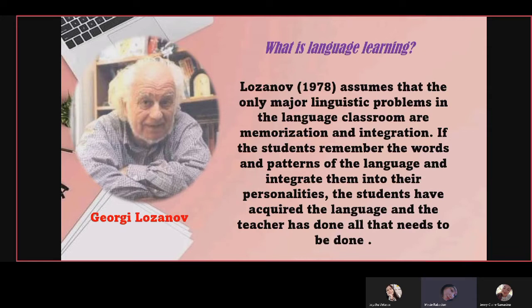Suggestopedia, a portmanteau of suggestion and pedagogy. Pedagogy means the method and practice of teaching as an academic subject. So, Suggestopedia utilizes positive suggestions in teaching language.